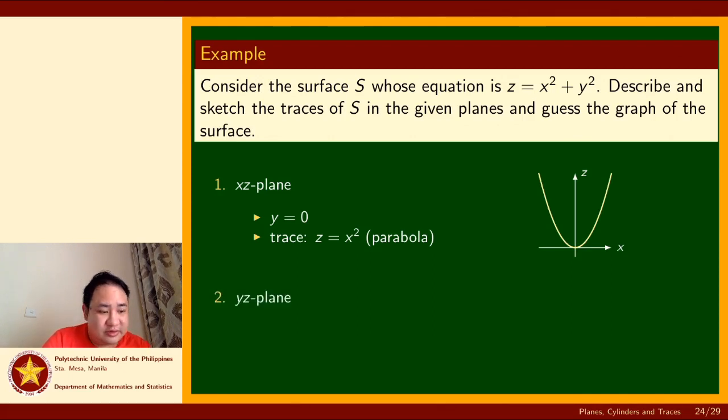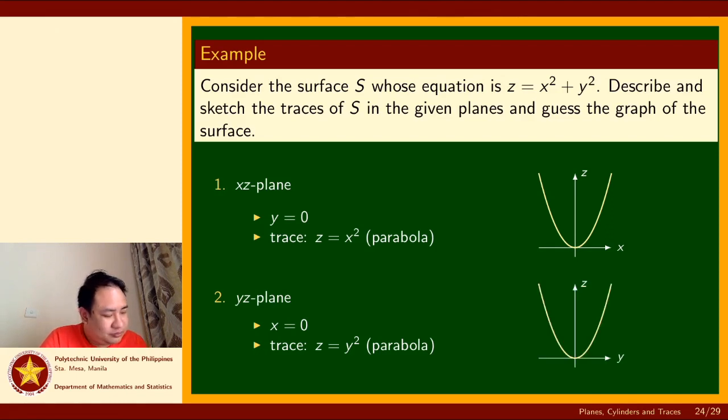How about on the yz plane? On the yz plane, we know that x is equal to 0. So if we substitute x equals 0 in this equation, what we are left with is the equation z equals y squared. And again, in the yz plane, we identify it as a parabola because one variable is quadratic, another variable is linear. So this is your parabola. So the traces in the xz plane and the yz plane are actually alike, right?